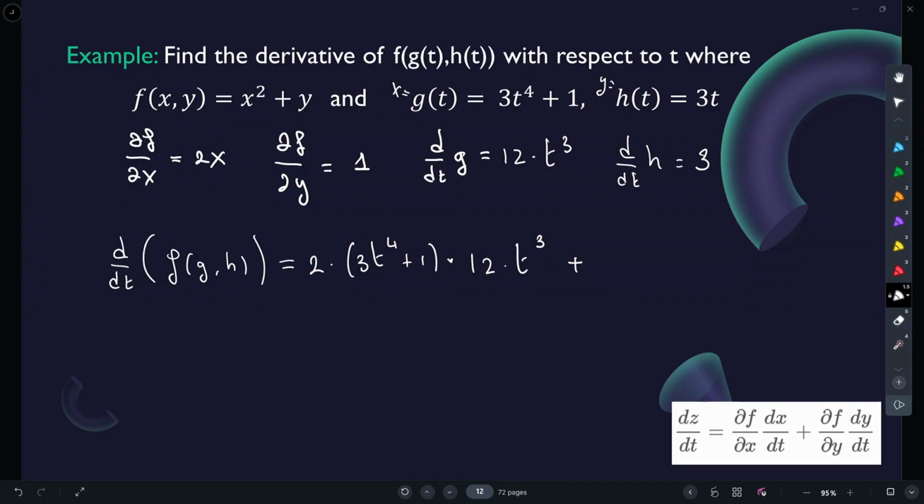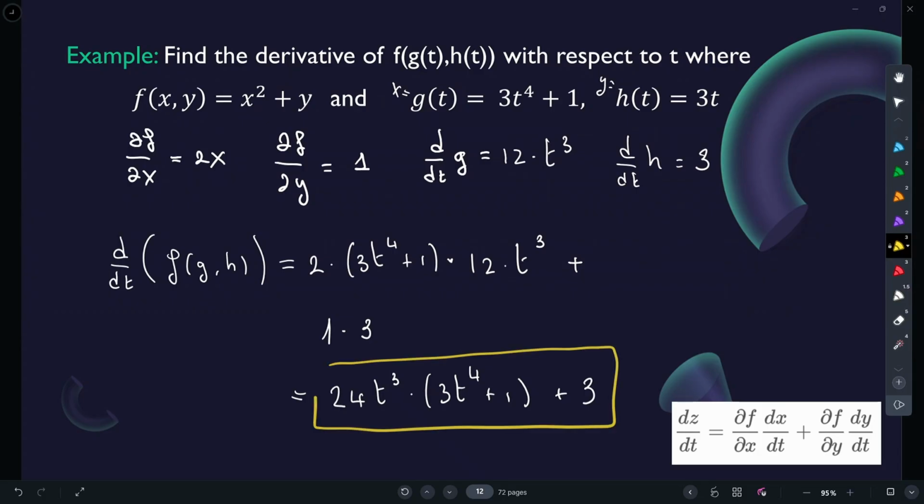And then the second term is the derivative of f with respect to y, which is 1 evaluated at g and h, but 1 evaluated at g and h for x and y is just 1, times the derivative of h with respect to t, which I calculated to be 3. So all in all, I get something like 24 t cubed times 3t to the 4 plus 1, plus 3. Does that make sense? It doesn't make a lot of sense to me. I sort of know where this formula comes from, but right now for you it's just a formula.